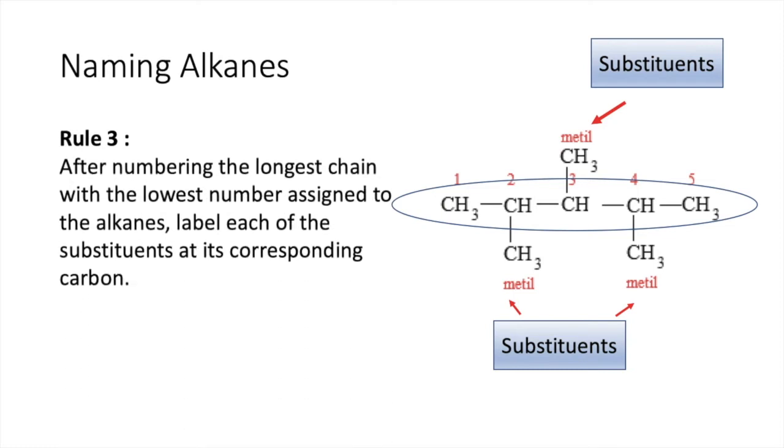Rule number 3: after numbering the longest chain with the lowest numbers assigned, label each substituent with its corresponding carbon. So this is the substituent and its corresponding carbon. This substituent is connected to C number 2 of the main chain. This substituent is connected to C number 3 of the main carbon chain, and this substituent is connected to C number 4 of the long chain.